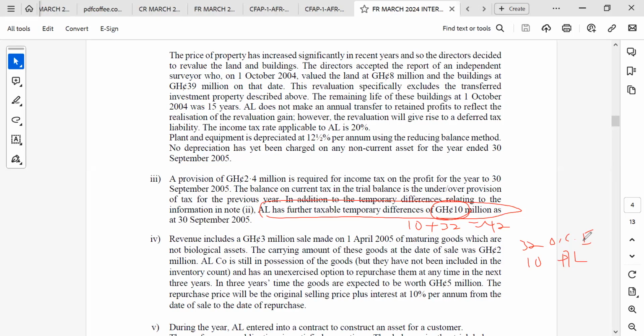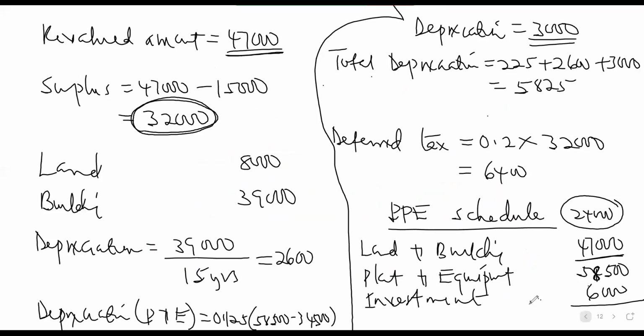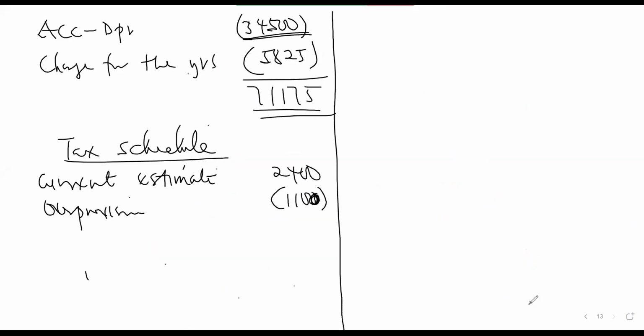So let's now calculate the deferred tax on the 10 million. They have given us a temporary difference already. They have calculated the temporary difference for us. So what will be the deferred tax on that particular figure? So deferred tax will be 20% on 10,000. That will be 2,000, isn't it?